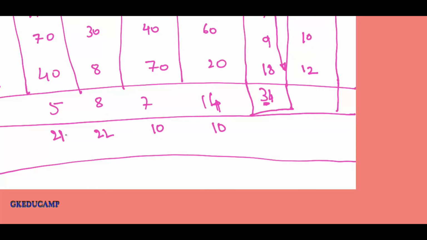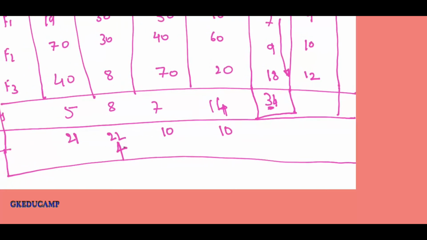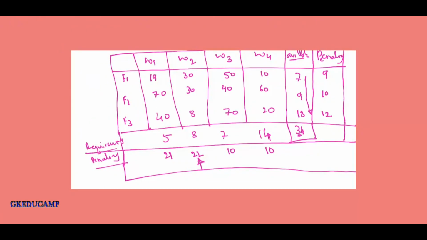The next step is to look at the penalties in both column and row wise, and find the highest. Row-wise we have 9, 10, 12, and column-wise 21, 22, 10, 10. So 22 is the highest penalty. We have to solve this penalty first because it is the highest, so we solve the second column first.